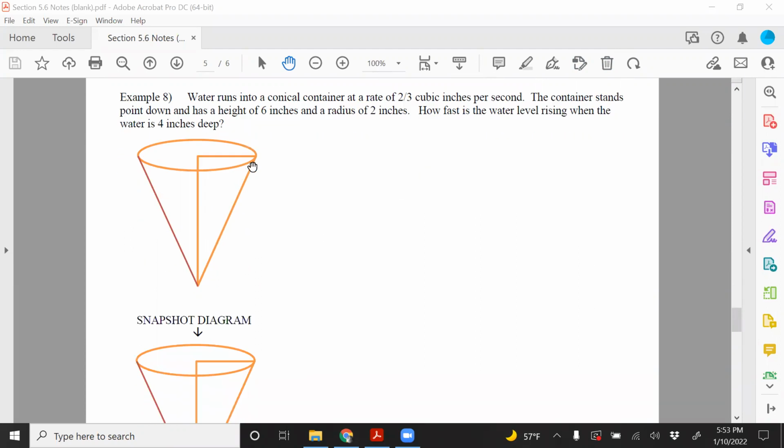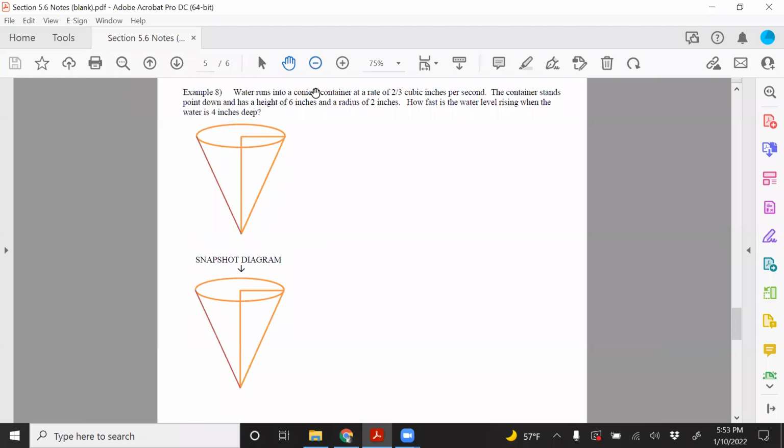So let's look at example 8. Water runs through a conical container at a rate of 2/3 cubic inches per second. The container stands points down and has a height of 6 inches, radius of 2. So if I do the snapshot, that's going to be a radius of 2 and a height of 6. That's a radius and that's a height.